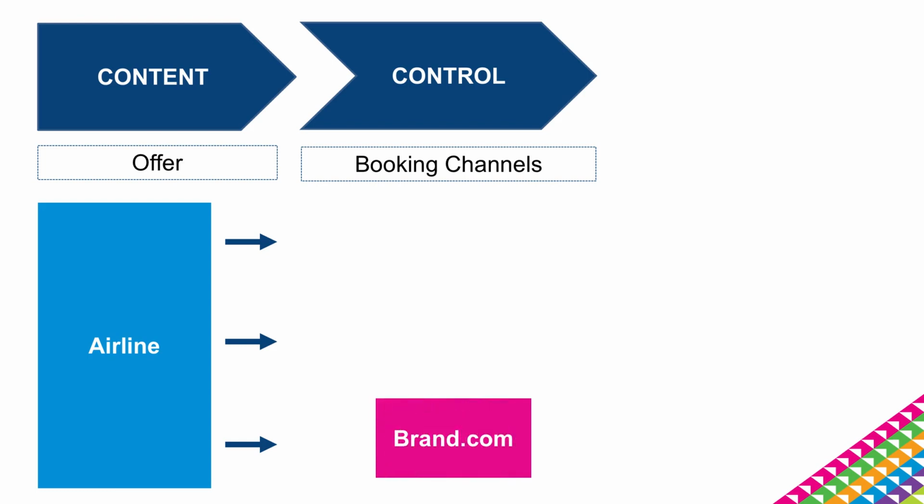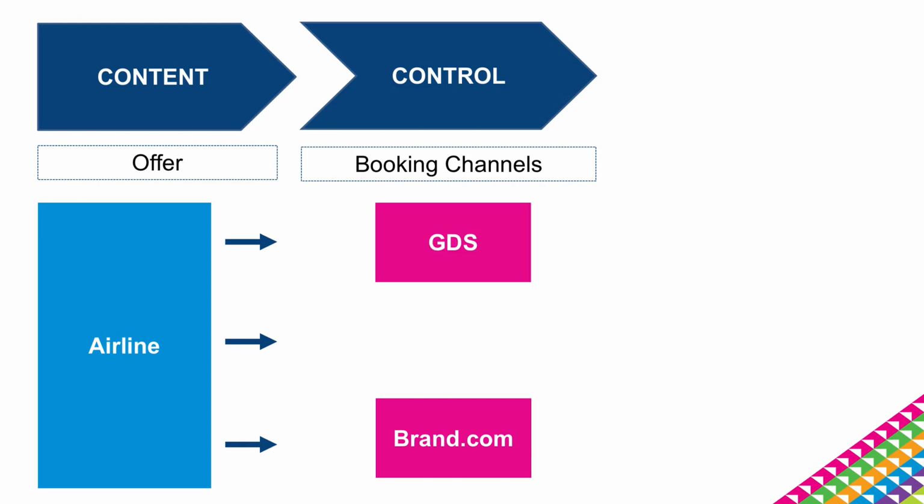The first option for an airline is to go direct, which is to sell its products and services via what we call brand.com, so its own website. This is not our focus point for now. Then the indirect channels come into play. In this case, you have intermediaries. On the one hand, you have IT providers.